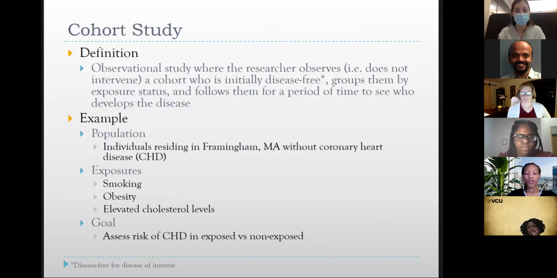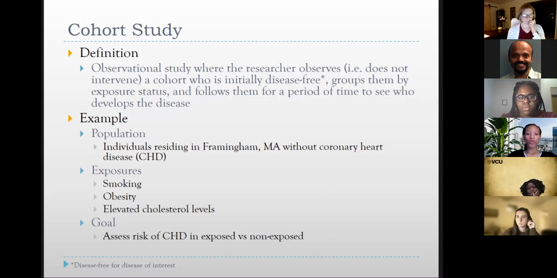So for one set of analyses, the exposed people would be smokers, and the non-exposed individuals would be those who did not smoke. And then we would follow those individuals to see if they developed heart disease over a certain period of time. This Framingham study is actually still going on, and it's multi-generational at this point. And they've assessed a lot more exposures and even, I think, expanded some of the outcomes.